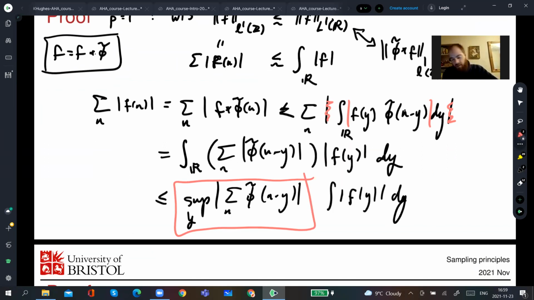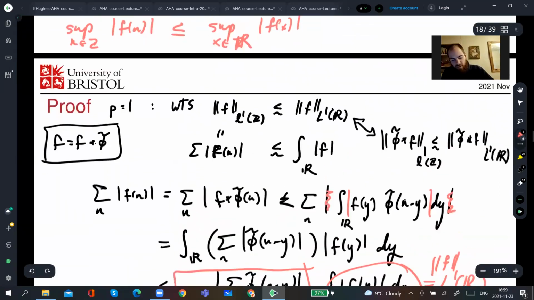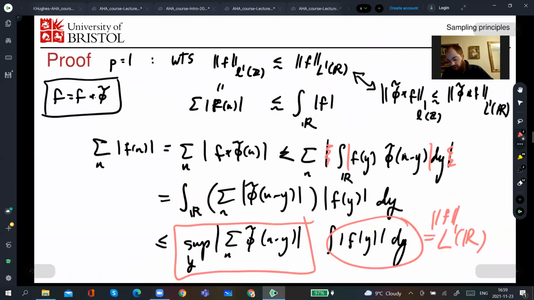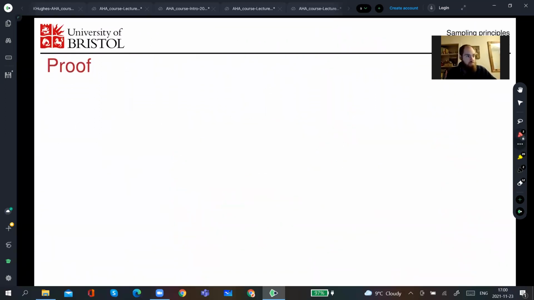And so I can sum up a whole bunch of points, and then this is now a one periodic function, and that's on a compact space. It's got an absolute maximum. And so this is just some constant that depends on phi. And this is, again, the L1 norm on R of f, of course. So we have the same statement when p is equal to 1. Great. Now we want p between 1 and infinity.